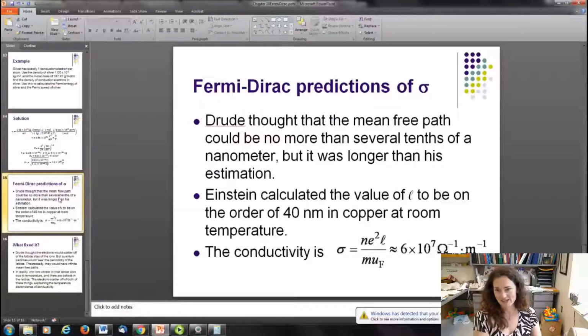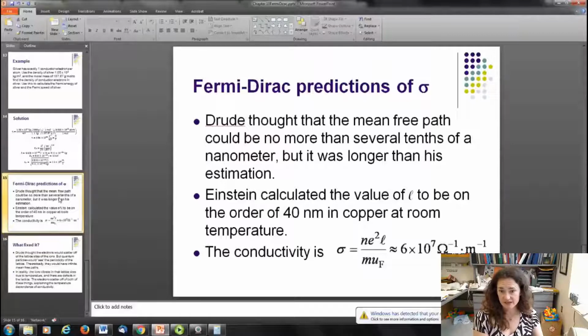Einstein did some calculations on the mean free path, and he found that for copper, it should be on the order of 40 nanometers. Now, given that the spacing of atoms in a copper lattice is only maybe a few tenths of a nanometer, 40 nanometers is a nice long way for those conduction electrons to travel.